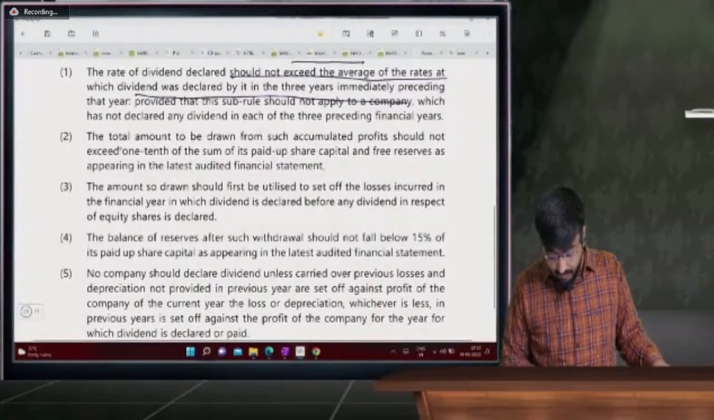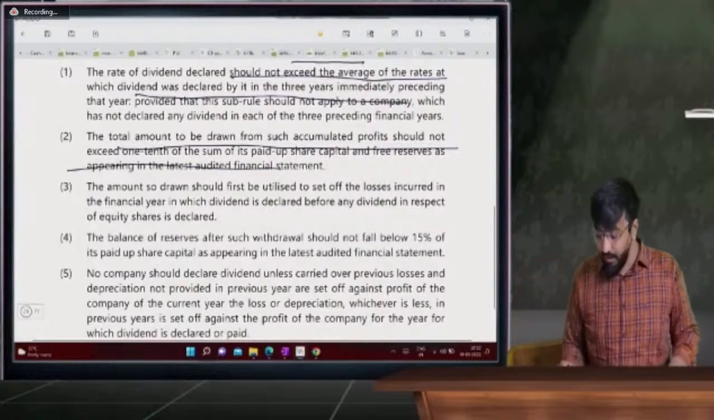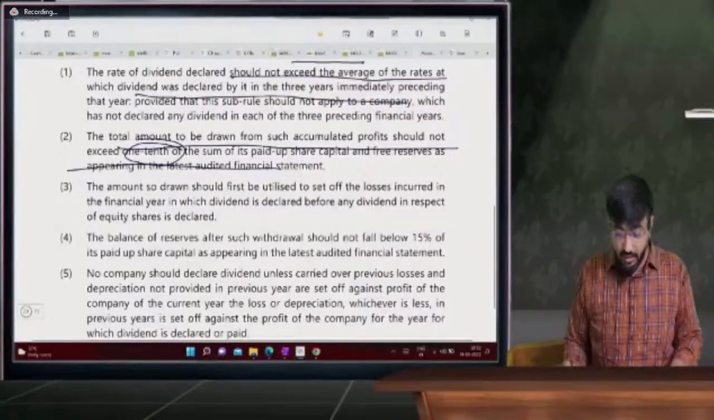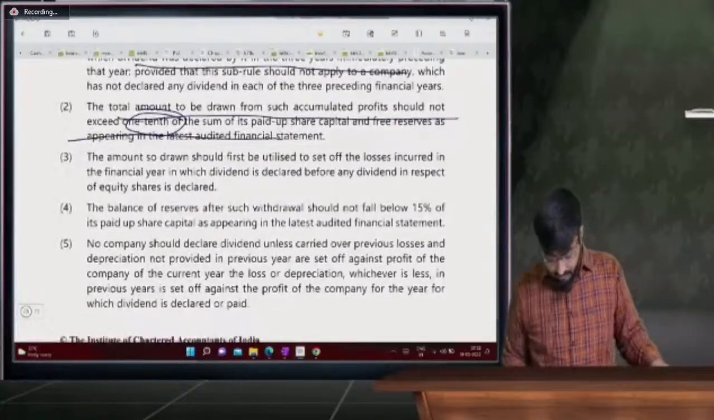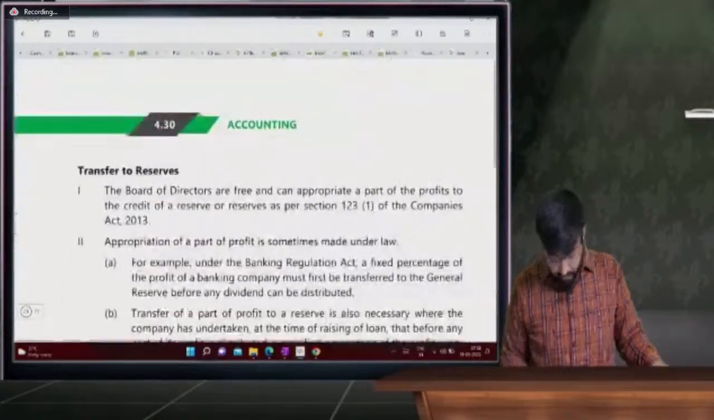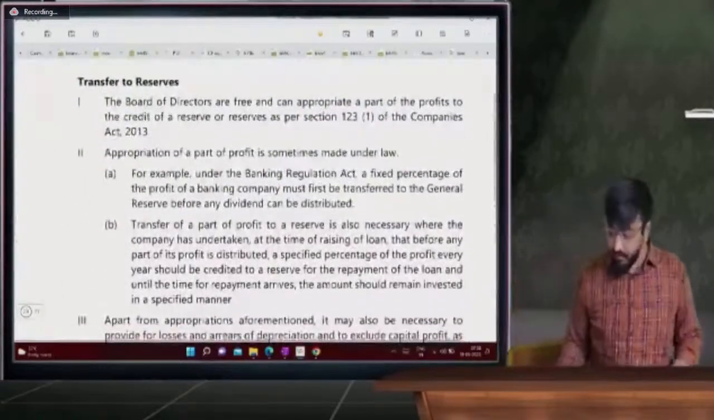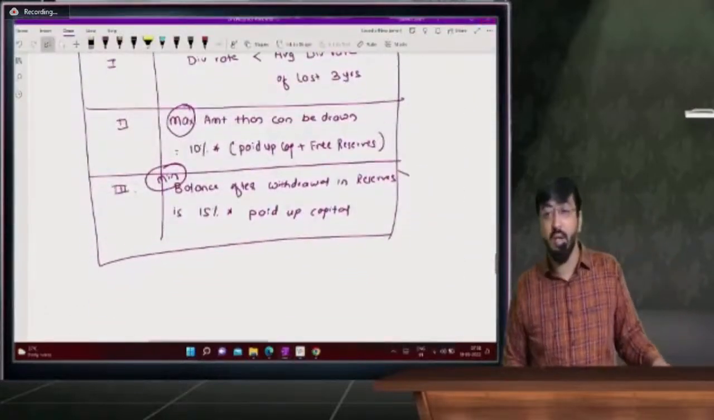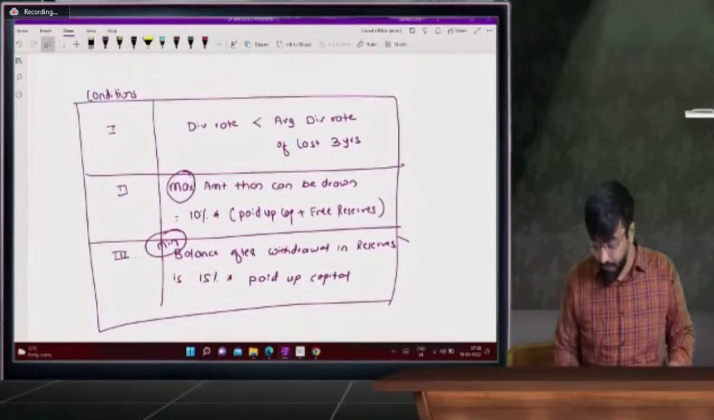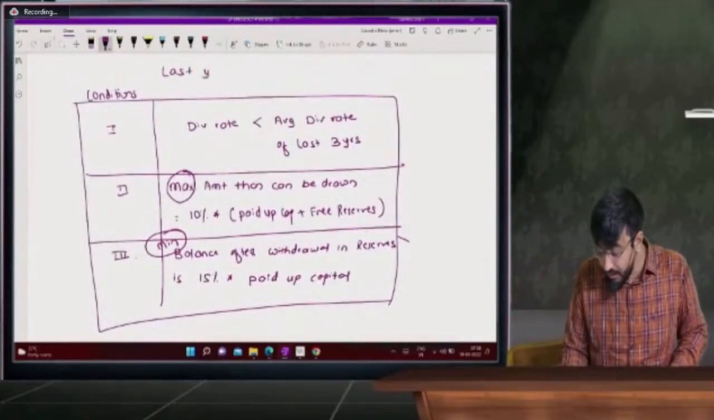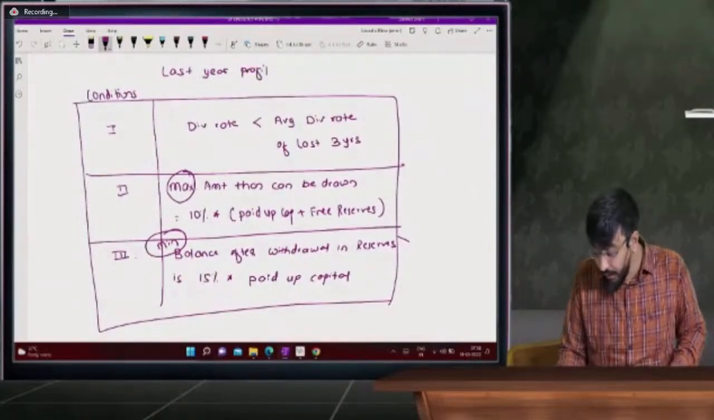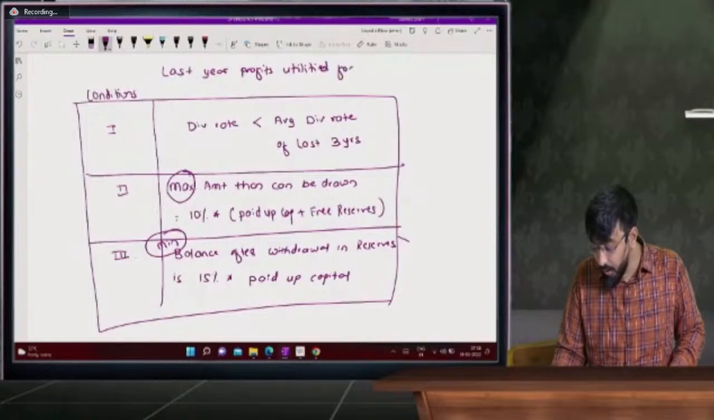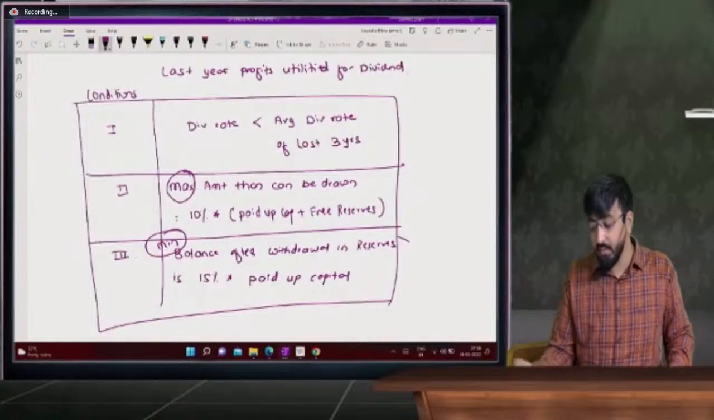Then the second one is that the total amount drawn from the accumulated profit should not exceed 1/10. Instead of 1/10, I'm telling you 10%. And the balance in the reserve. Other conditions you can read on your own. If these conditions are not fulfilled, then you cannot declare dividend out of last year's profit. So these conditions apply when last year's profits are utilized for dividend.